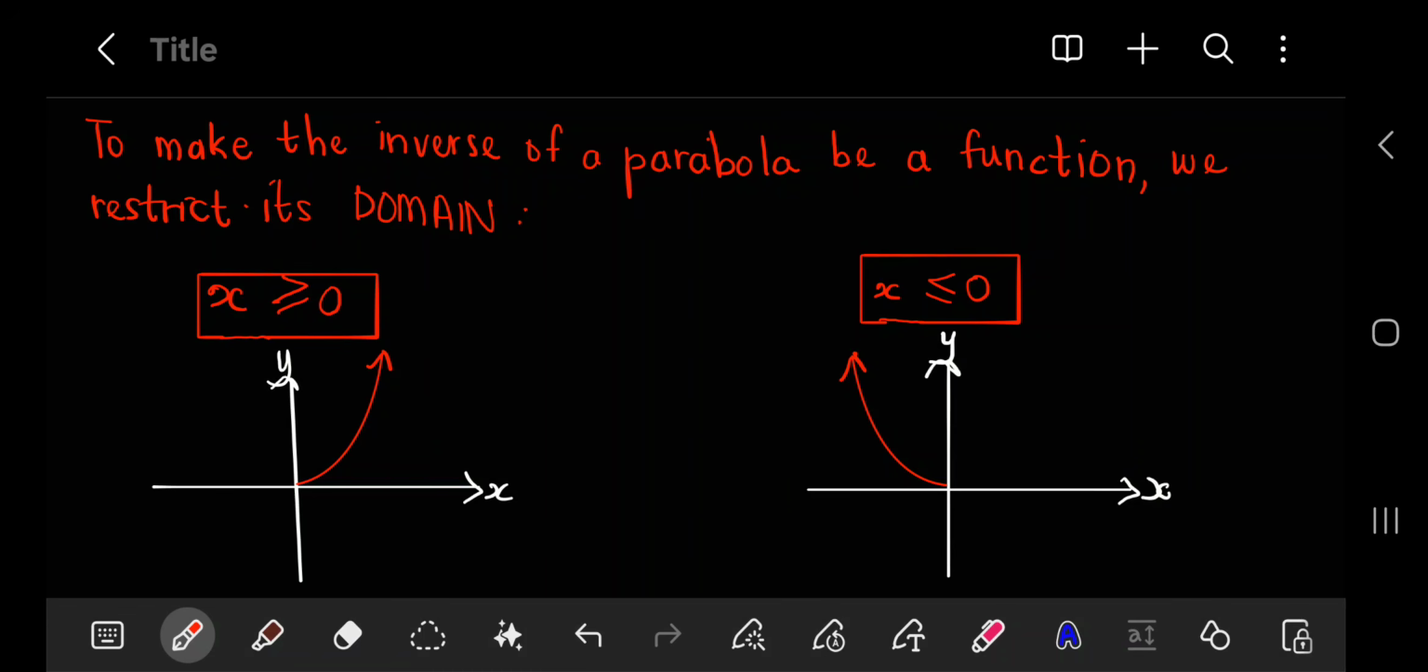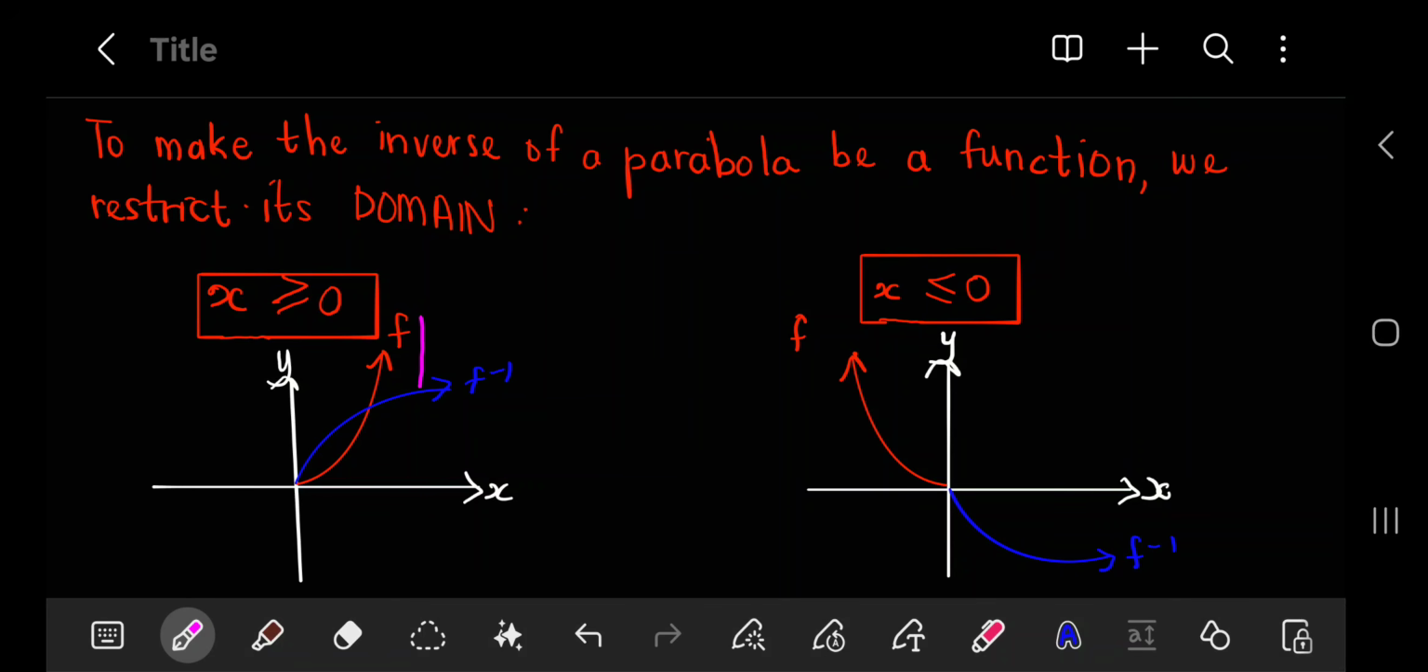Now, you may be wondering, how does this make the inverse be a function? Okay, so if these are f, I'm just going to go ahead and draw the inverse. This is now what their respective inverses would look like. So you can see that if you are going with the right hand side of the parabola, this is what the inverse would look like. If you are going with the left hand side of the parabola, that's what its inverse would look like. Now, how exactly does this make it be a function?